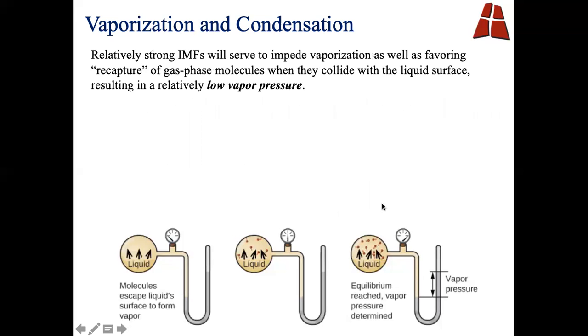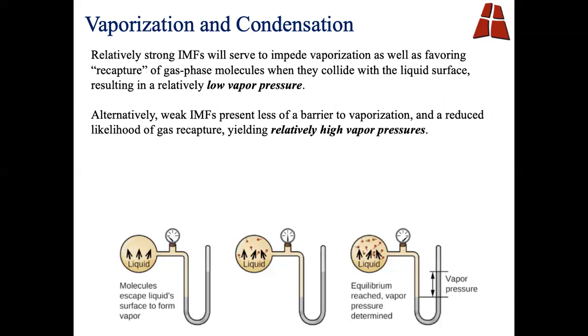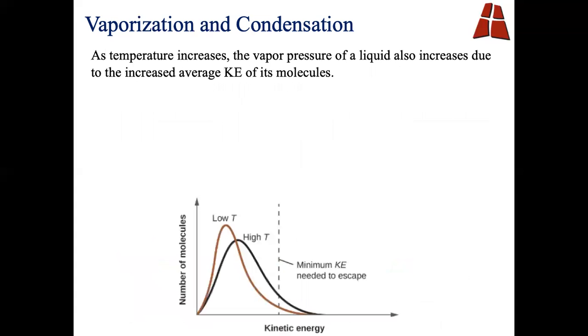Molecules with strong intermolecular forces will impede vaporization. Things will often stay liquids when they have stronger intermolecular forces. That means they will also favor, quote unquote, recapture of gas phase molecules. And so those sorts of molecules will have relatively low vapor pressures, whereas molecules with weak intermolecular forces tend to have pretty high vapor pressures.